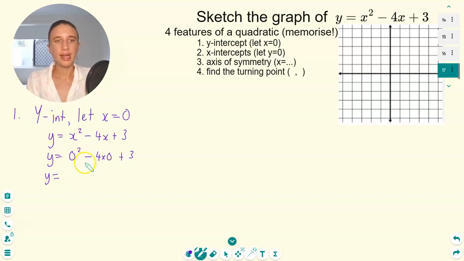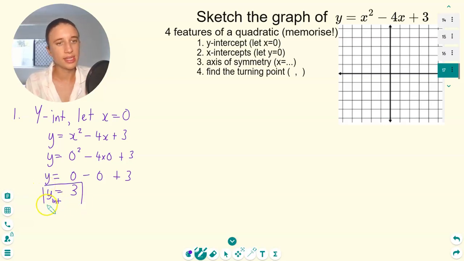Now to simplify that, BIDMAS says brackets and indices first. So 0, take 4 times 0, 0 plus 3, y equals 3. And I like to put y-int there to remember that that's our y-intercept and put a box around it so you can easily find it because we've got a lot of features to find. So I found our y-intercept.